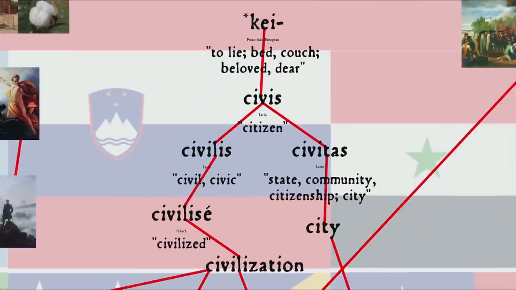Civilization also ultimately comes from Latin, from civitas, originally meaning state, community, citizenship, and later city, civilis, civil, civic, and civis, citizen, though the words civilize and civilization were formed later from those roots in French. The root can be traced back to that Proto-Indo-European kei, to lie, bed, couch, beloved, dear. The idea here is to settle down, as one does in a city instead of being nomadic. Think of those two theories of the original Indo-Europeans, either nomadic herders or sedentary farmers.